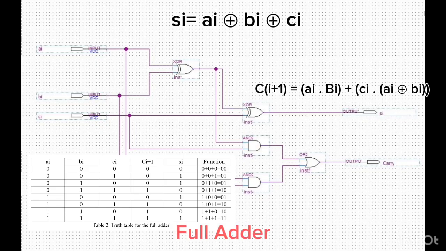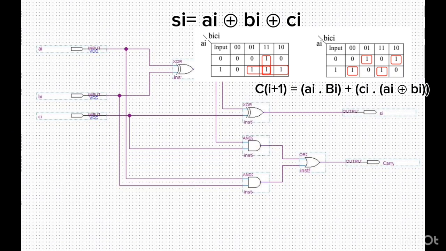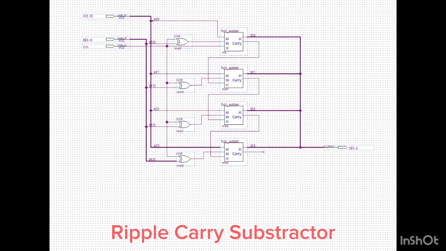So first we need to design the full adder gate level schematic, and then from the truth table we create a K map. Based on the Karnaugh map simplifications, the Boolean expressions for the full adder outputs are as shown above. And then the previous full adder design is reused as a modular building block to form a 4-bit ripple carry adder and subtractor.